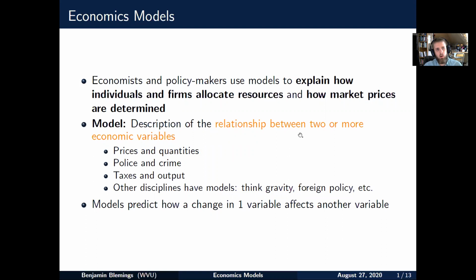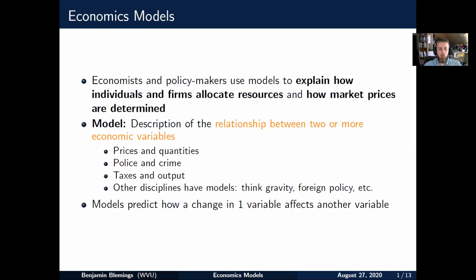Economic models. Economists and policymakers use models to explain how individuals and firms allocate resources and how market prices are determined, along with a whole bunch of other things. But these are the main things that we need to talk about in this class. A model, more generally, is just a description of the relationship between two or more economic variables. There are a lot of ways to use models, so it's a pretty flexible definition.